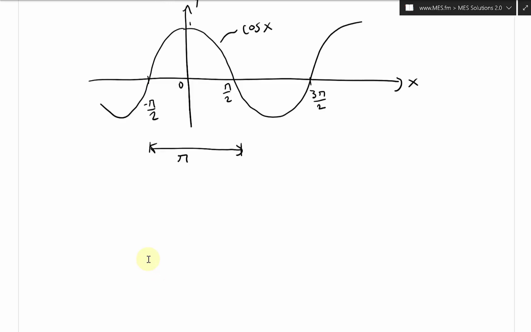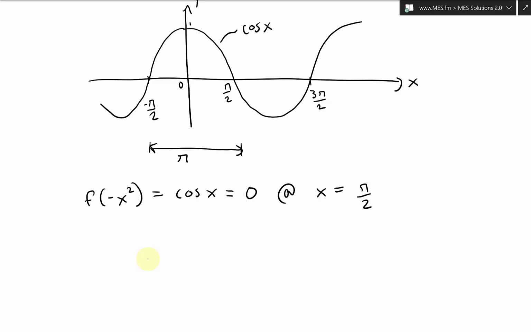Thus what we have is f of negative x squared equals cosine x equals 0 at x equal to pi over 2 plus pi k, where k is any integer. K could be positive or negative; it doesn't need to be positive. The solution manual said positive because I think they got messed up. It could be negative. For example, if it's -1, we'll have it over here.